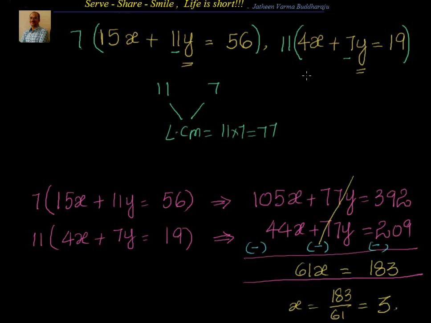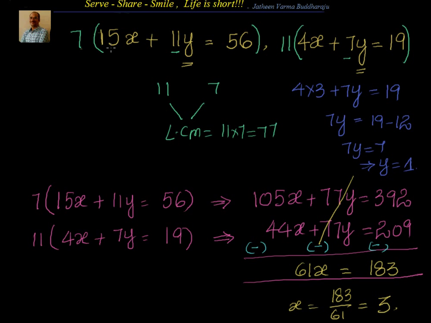So if I got x equal to 3, I can go to any one of the equations to get the value of y. I will take this simple one. So I will say 4 into 3, that is the x value, plus 7y is equal to 19. Now let's take this 4 into 3 to the other side, that is 12. I will have 7y equal to 19 minus 12, or 7y equal to 7, which gives me y equal to 1.